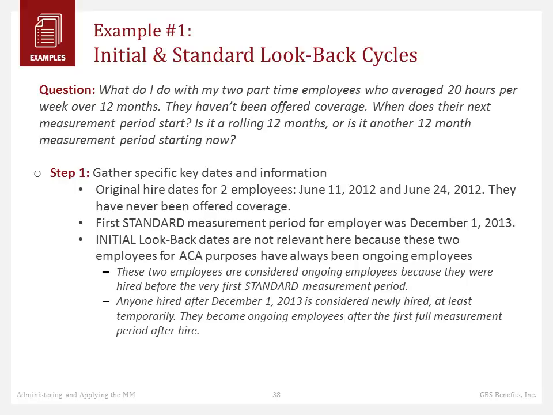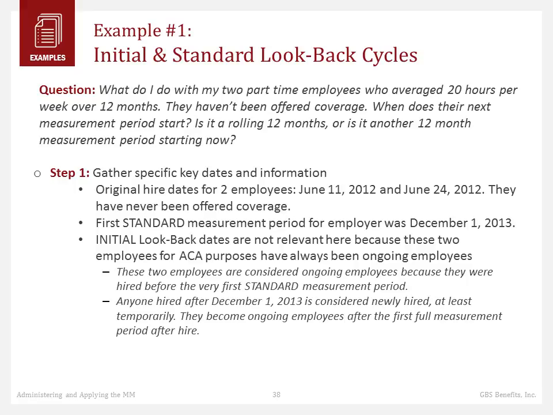Okay. I remember this question, it's word for word from one that I got. So we have several steps to walk through this. Step 1 is to get specific key dates and information. You need to know the original hire dates for these 2 employees. The original hire dates in this case were June 11th, 2012 and June 24th, 2012. And they have never been offered coverage since they've been with this employer. Now, we also need to know when the first standard measurement period for this employer was, and the first standard was December 1 of 2013. That's when they first started tracking.